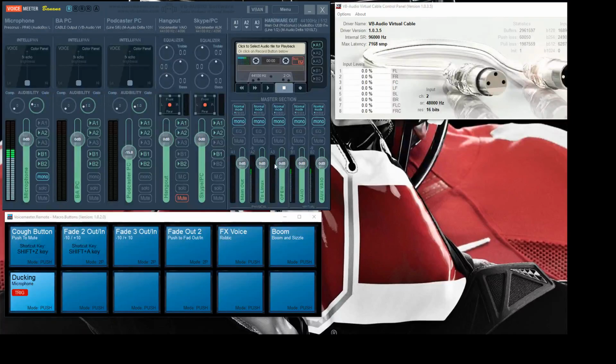So that's just a quick overview of Voicemeeter Banana and some of the hardware and virtual inputs and outputs.